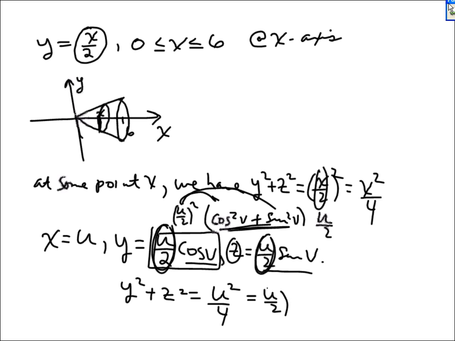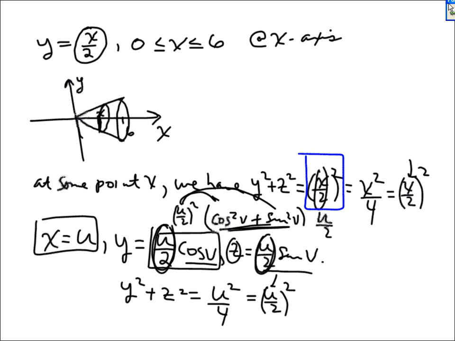We get u over 2 squared, and that's what we were supposed to get. What we're supposed to get is x over 2 squared. So if I just let x and u be equal, then they're the same, and that's what I did. You want to get x over 2 squared. Well then, how about just try u over 2. Let x just be u, because then when you square y and z, you will get u over 2 squared. You have to see it coming.